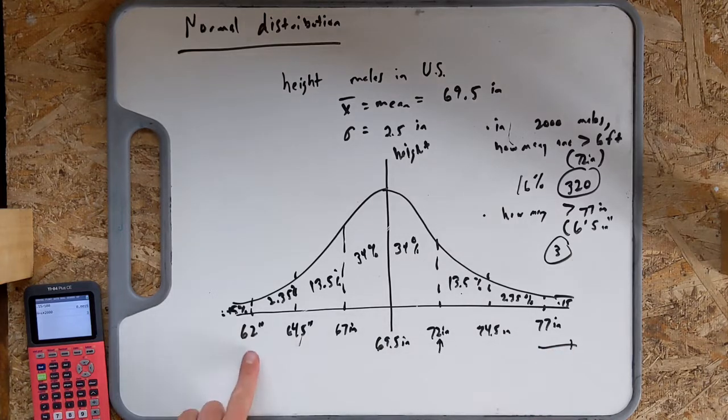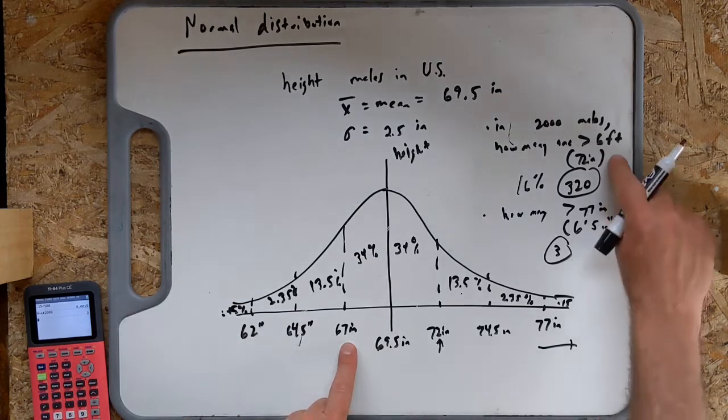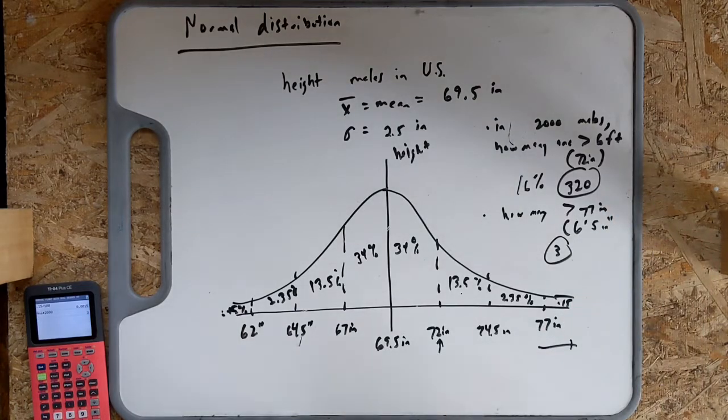Similarly on the other side, how many people would you expect to have under 62 inches, which is 5'2"? The answer is, again, 3. How many would you expect to be less than 67 inches? 320. You can also do bands of this, for example.